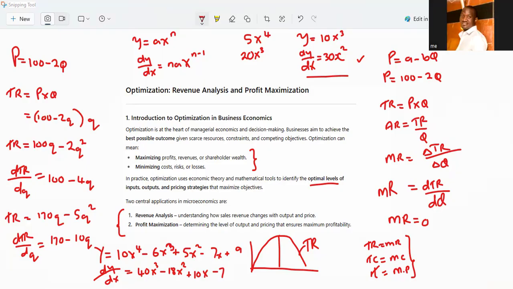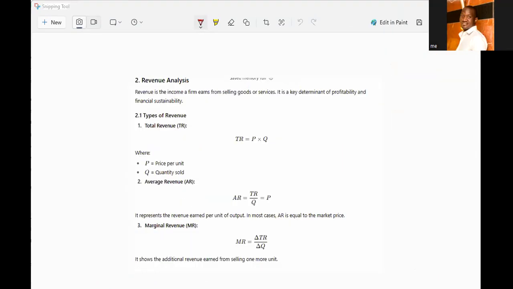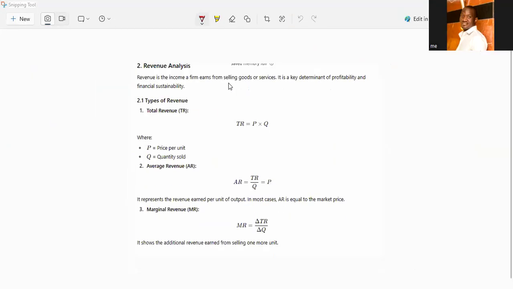Right. To understand revenue analysis, we must understand these particular important formulas. So revenue is simply the income that one earns from a sale. That is what we call revenue analysis. So revenue is simply income that a firm will earn from selling a good or service, the key determinant of profitability when we're dealing with financial stability.